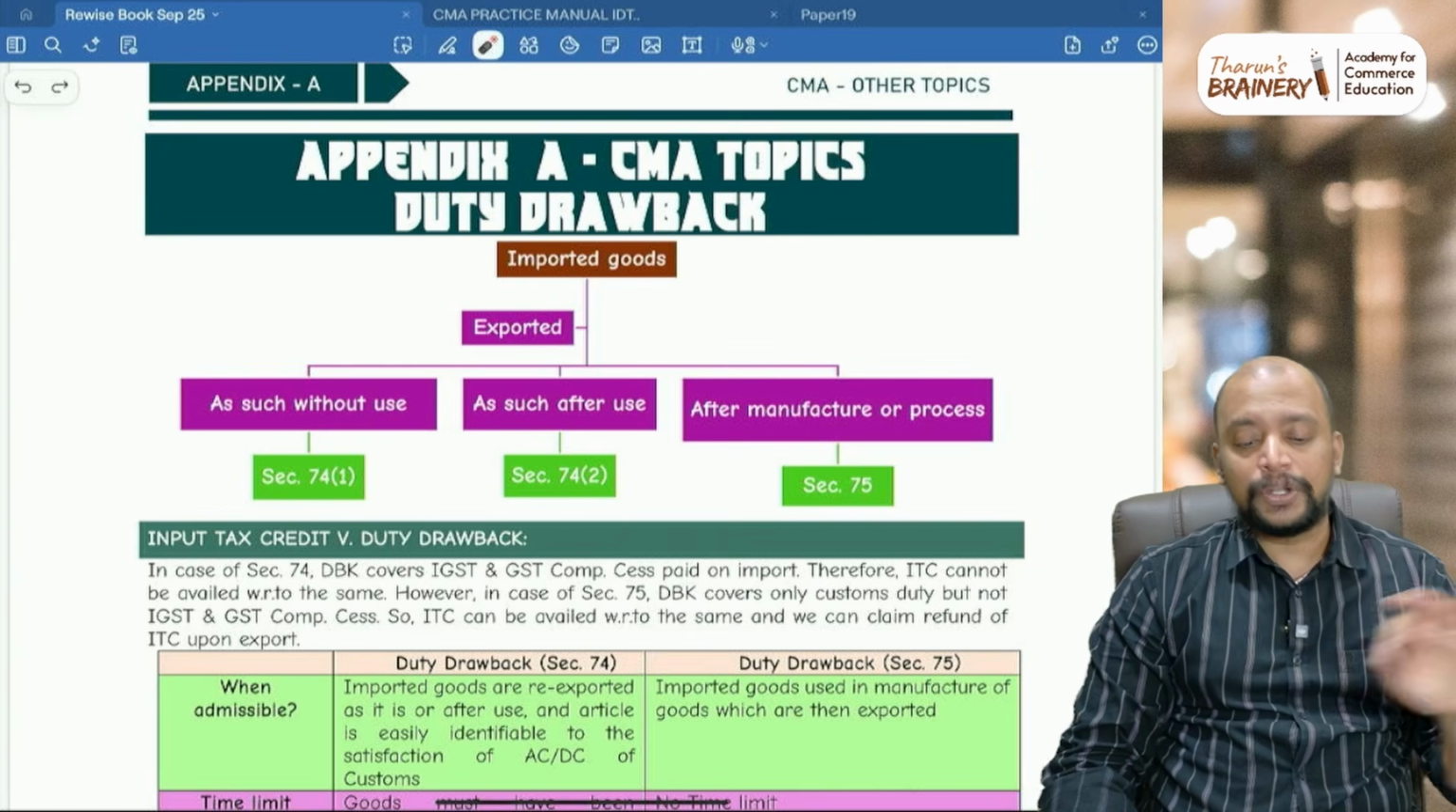Let's take an example. Say you are importing one robot from Japan to display it in an exhibition, and once the exhibition is over, you are sending the robot back. Imported goods exported as such without use. Then you will get duty drawback under section 74 subsection 1.